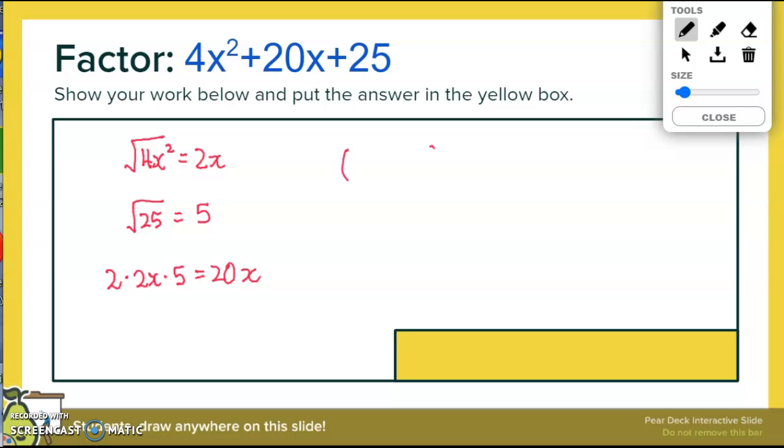That means I can put the square roots of the first and last terms, that's 2x plus 5, and it's got to be positive because the middle term is positive. So that's going to be 2x plus 5 times 2x plus 5, or you can just write 2x plus 5 all squared.